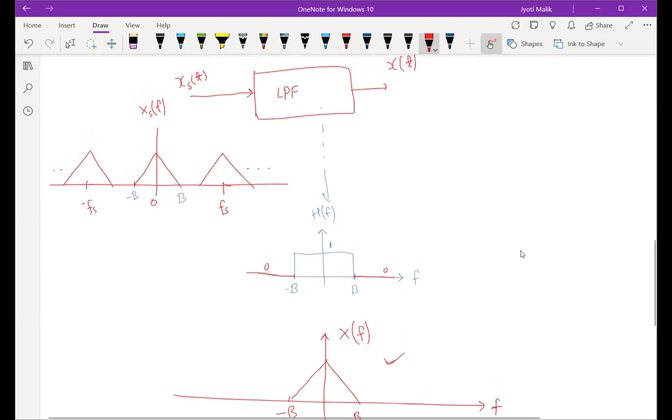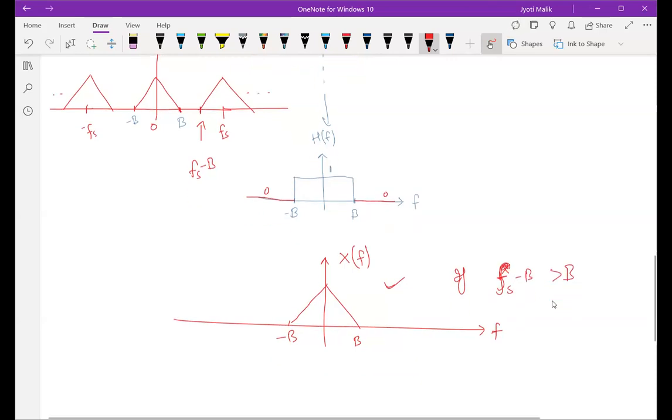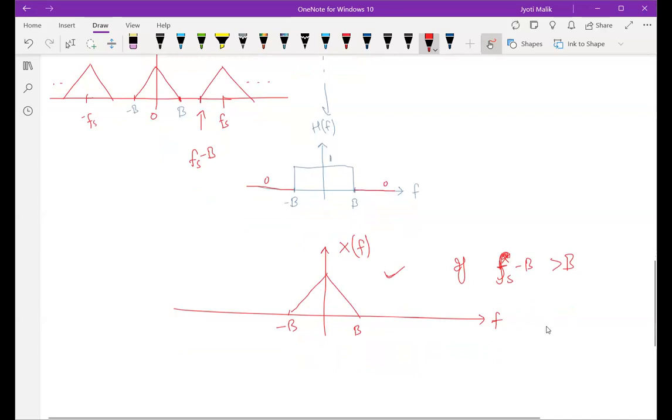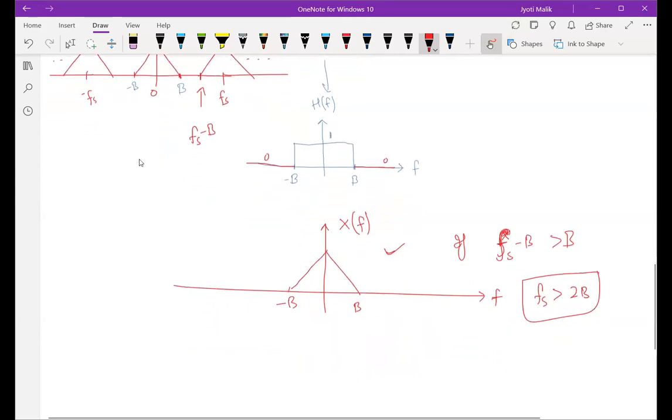This was easy, and you will get it if Fs minus B is greater than B. Then we can say Fs is greater than 2B, and we will get this result. But what if the spectrum was something like this?